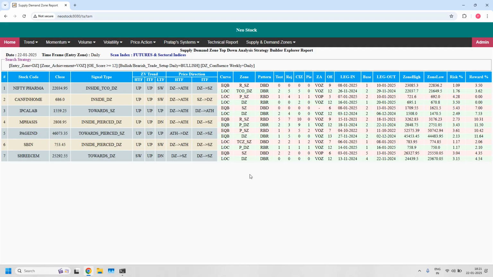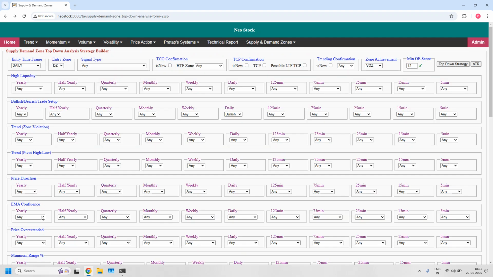In all these 7 stocks, these daily demand zones are part of the weekly demand zone. That means they are overlapped with weekly demand zone. And weekly trend is uptrend in all these stocks, ITF trend. If weekly demand zone is having weekly EMA confluence, then those filtered stocks are even more high probability trade setup supported stocks. Let us verify. In the EMA confluence, weekly time frame, why weekly? Because the daily demand zone is a part of the weekly demand zone, that is overlapped. That's why we are setting weekly demand zone having weekly EMA confluence.